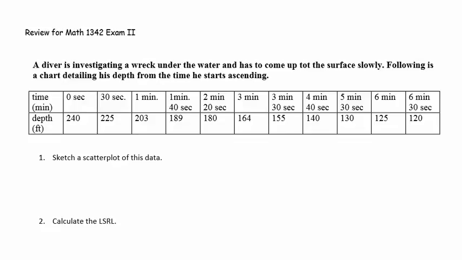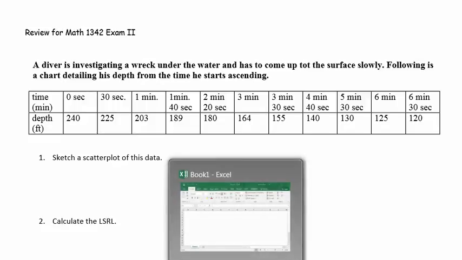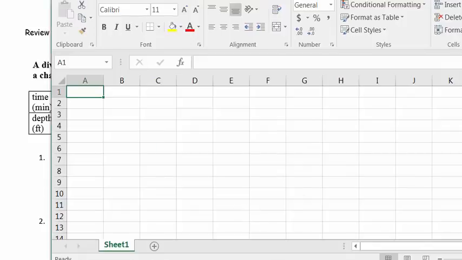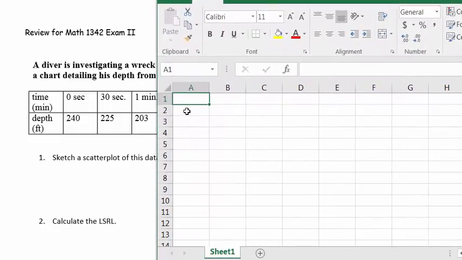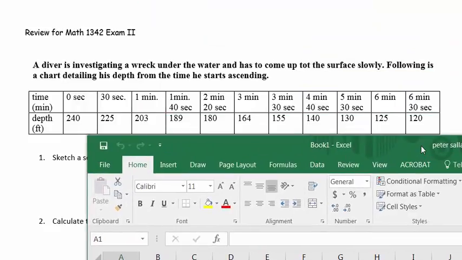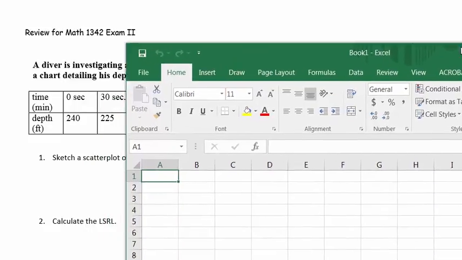In this first question, we are asked to create a scatter plot of the data, and this would be something where technology is going to help me do this. So I'm going to pull up Excel, and I'm going to actually take a second and type in these numbers. Now, one thing I notice as I'm looking at my numbers is I've got minutes and seconds, so I'm just going to convert them all into seconds.